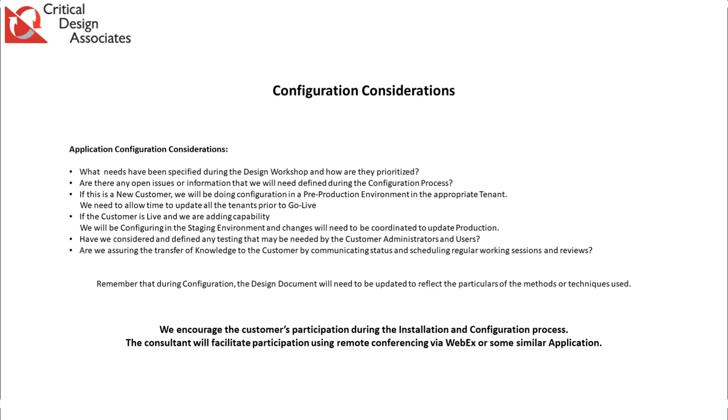If it's a new customer, then we're going to be in a pre-production environment, so there's no risk to their production. But if we're doing some add-ons or some updates to their environment, we'll probably have to do that in their staging tenant and do UAT testing and then arrange to move that information during a time period that's not risky to their production. And we want to make sure that we've defined any testing that needs to be done as we're going through the configuration and as a part of user acceptance.